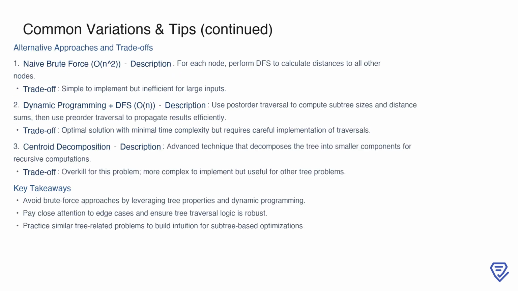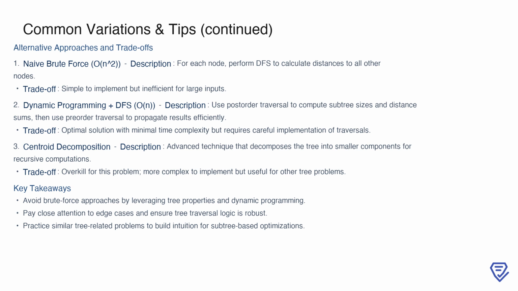There are several approaches to solving this problem, each with its own trade-offs. The naive brute force method has a time complexity of O(n squared), and involves performing a depth-first search for every node to calculate distances. While simple to implement, it becomes impractical for larger inputs. The optimal approach combines dynamic programming with DFS, using post-order traversal to compute subtree sizes and distance sums, and then pre-order traversal to propagate results efficiently. This reduces the time complexity to O(n), but it requires careful implementation of both traversals.